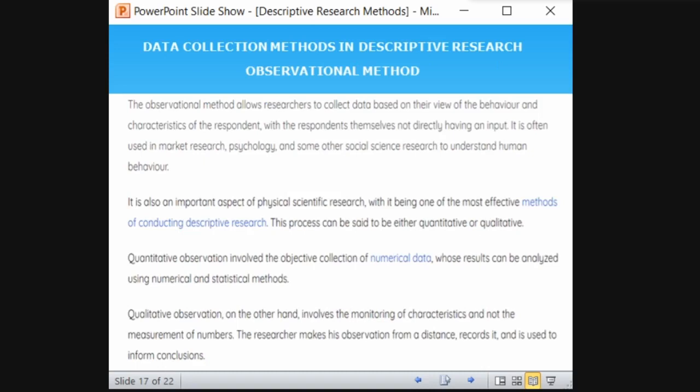There are different data collection methods in descriptive research, and we will see those also. One is observational. You know what observation is, right? You are watching something or observing something. It allows researchers to collect data based on their view of the behavior and characteristics of the respondent. As I told earlier, a librarian wants to observe how first year students are using the library. The first year students are asked to come to the library, and the librarian is just sitting as a user and observing how they are behaving without any knowledge about OPAC and how they are searching for books. That is what you want to observe, right?